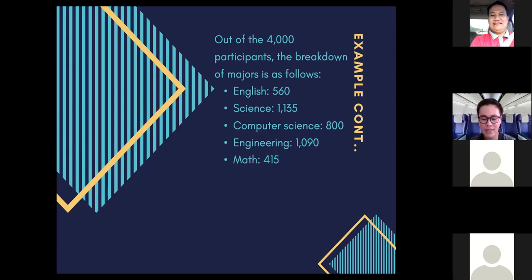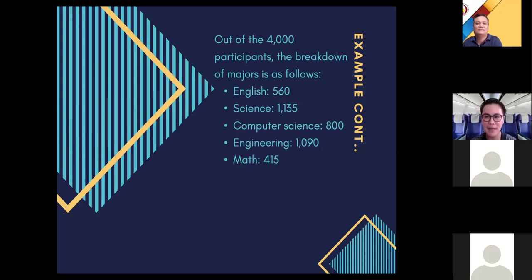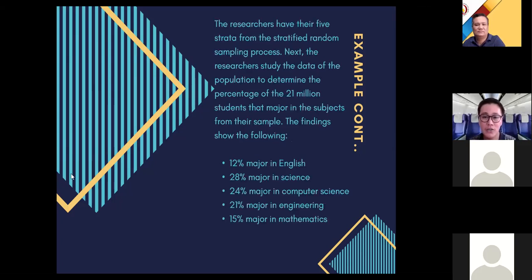So 560 is divided by 4,000. That's 0.14 times 100, so we should get 14%. So let's try to analyze later whether they met the right percentage for the sampling.